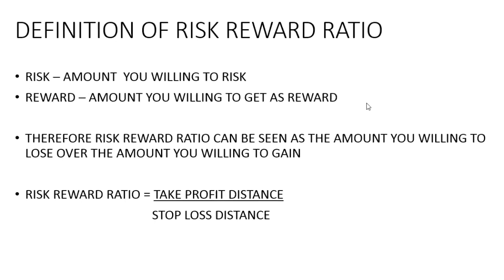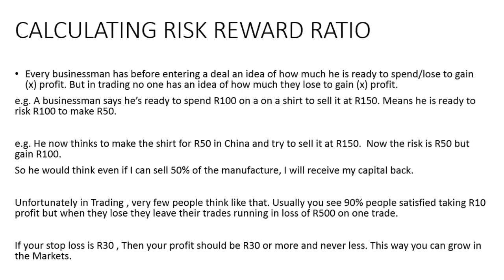The definition of risk-reward ratio. The risk represents the amount you're willing to risk. The reward represents the amount you're willing to get as a reward. So it's the ratio between the amount you're willing to get as a reward and the amount you're willing to risk. Therefore, the risk-reward ratio can be seen as the amount you're willing to lose over the amount you're willing to gain. The formula for calculating it is: risk-reward ratio equals the take profit distance over the stop loss distance. And now, how do we calculate the risk-reward ratio?